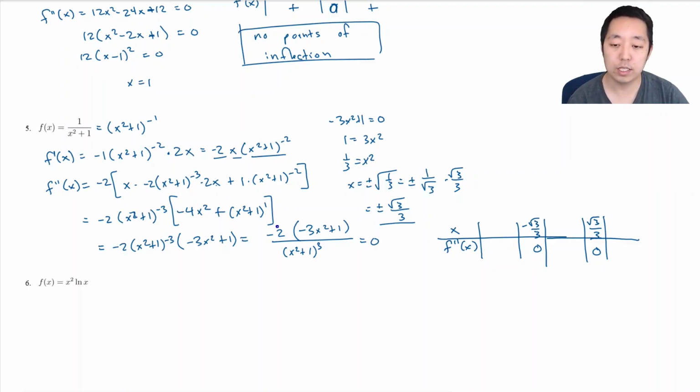So this is negative. This part here is always positive because x squared, no matter what, is always positive. So plus 1 will still make it positive, and then I cube it, it's still positive, right? So this is always positive, and this is always negative. So I really have to worry about what's happening here.